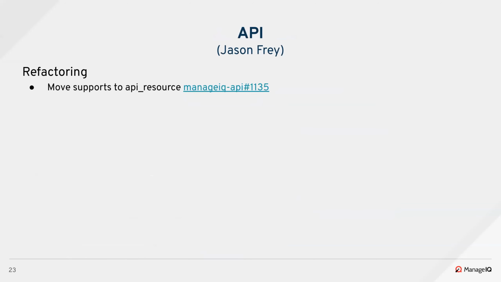Next slide, please. On the API side, Keenan made a change to move ensure supports into API resource. This is part of his refactorings that he's been going through to kind of trim up the API. Checking for whether something supports a feature is pretty common, so that was moved down into that method.